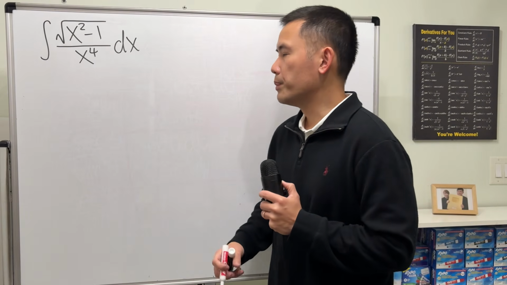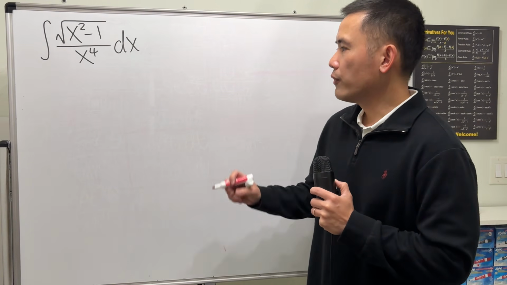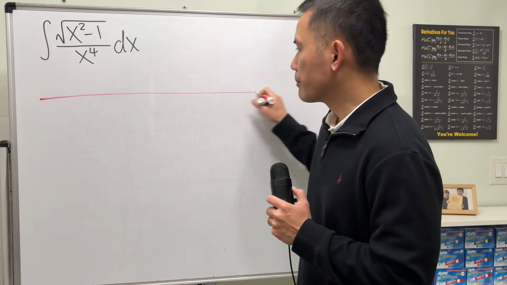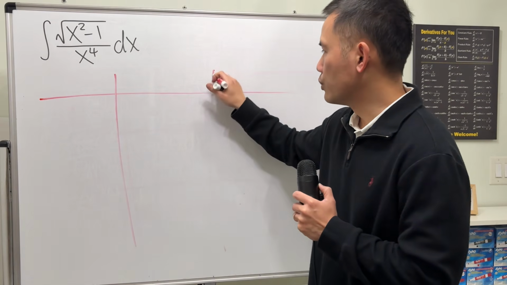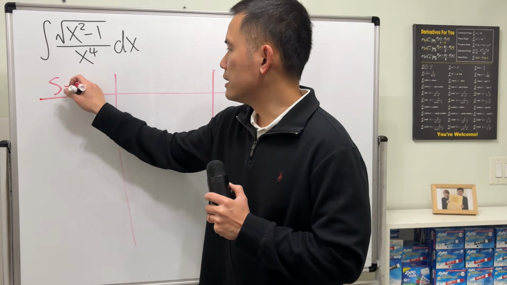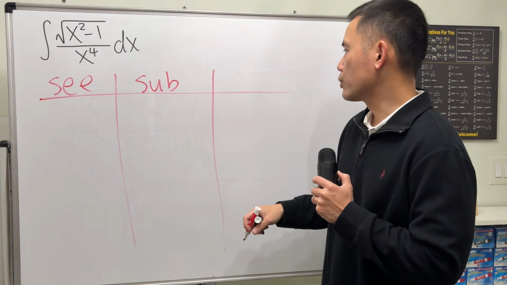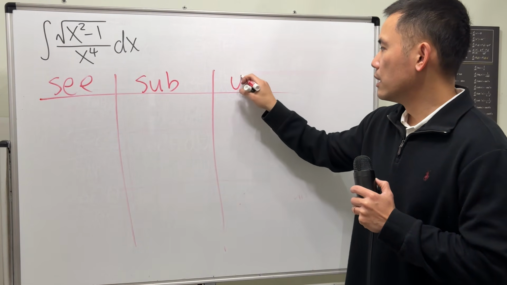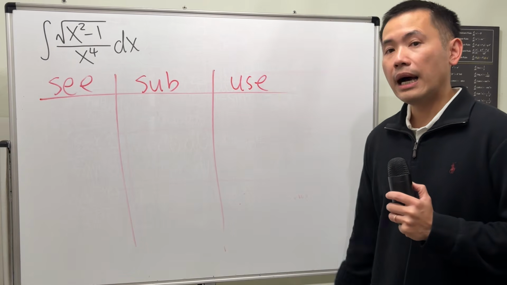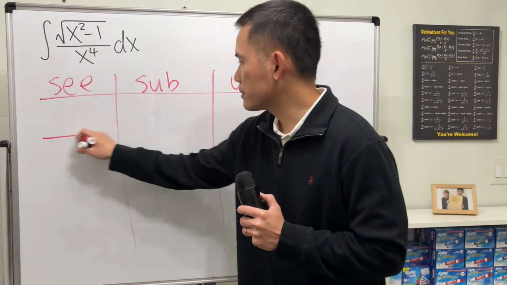So for this right here, you will be doing trig sub. And of course, you should know the trig sub table. Let me just review that with you guys real quick. Here are the expressions that you are going to see, and this is the substitution that you are going to use accordingly. And then lastly, here will be the identities that you have to use.